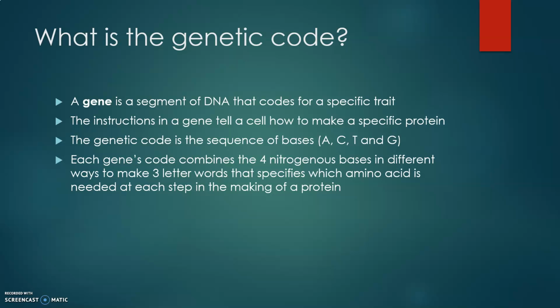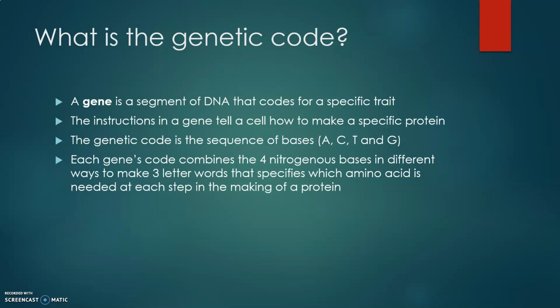Now, the genetic code. So this is where, again, we really can help to understand why and how DNA works. So a gene is a segment of DNA that codes for a specific trait or protein. And our genes, as we talked about in earlier grades, are responsible for things like our eye color, our hair color.